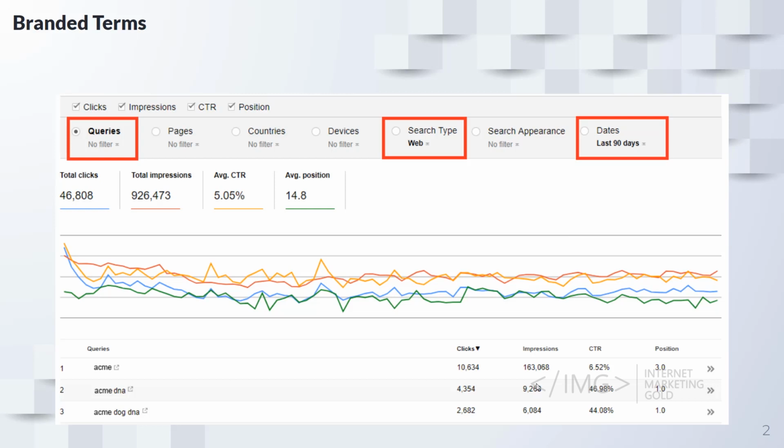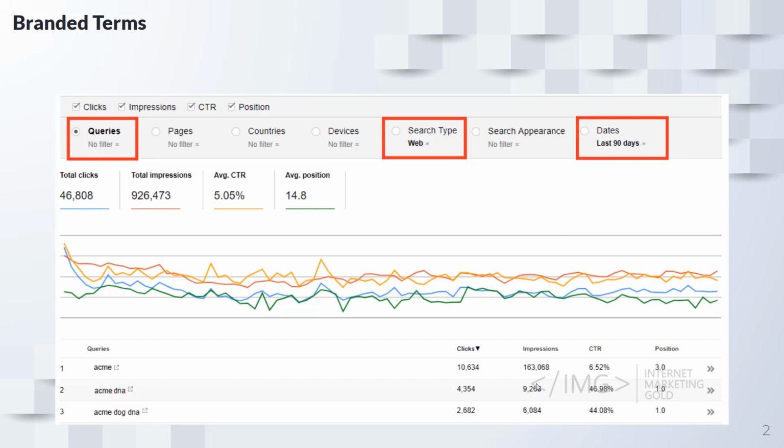A branded term quite simply contains the brand, your brand, in the search term. You'll find that these are the majority of your searches. Most of the time, for most people, somebody's looking for the brand and then something about the brand, and that's when you show up. And you can see that in Search Console.